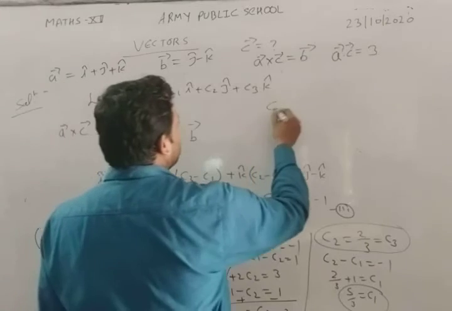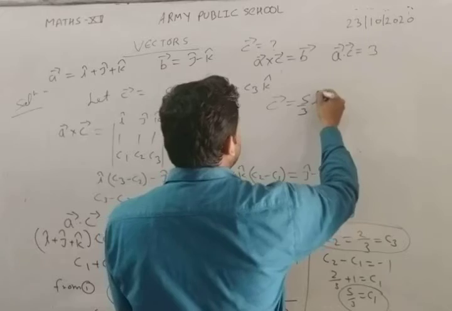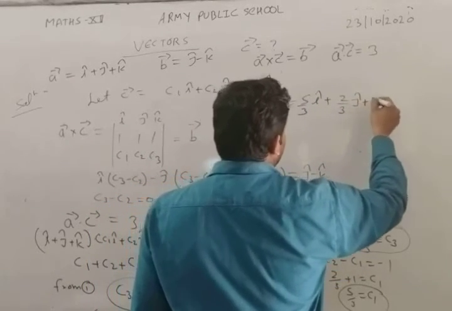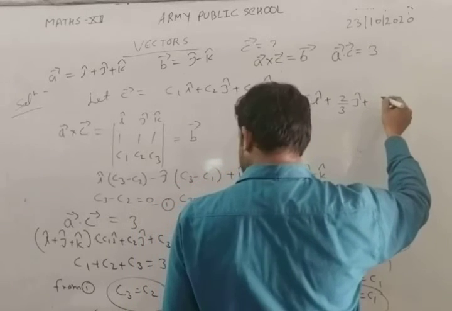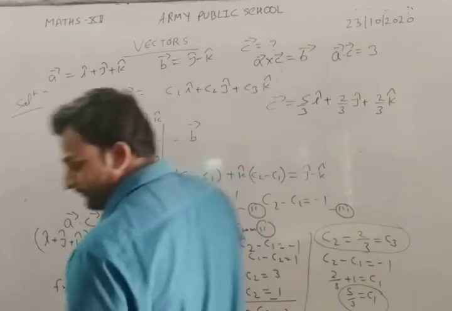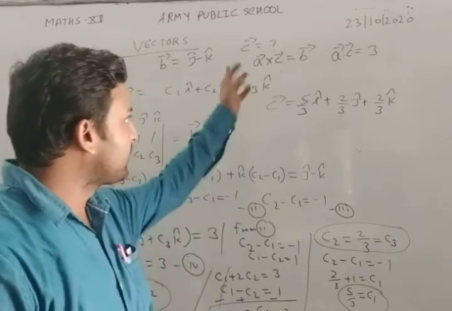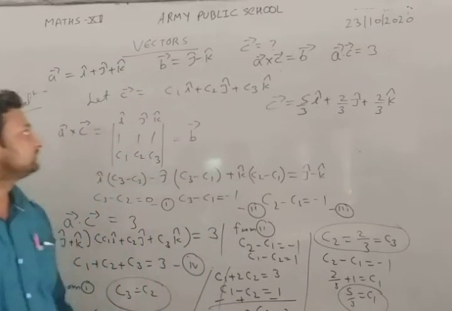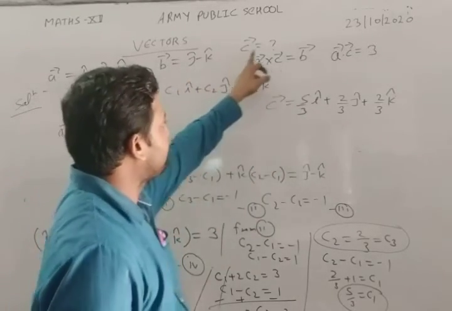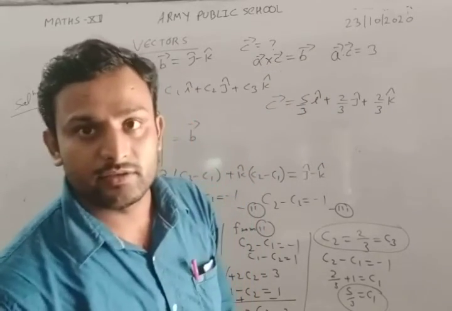So we get vector C will be what? Vector C will be 5 by 3i plus 2 by 3j plus 2 by 3k. In this way we can find our vector C. What we have done? We have been given vectors A, B and we have to find C, and the given conditions are A cross C is B and A dot C is 3.